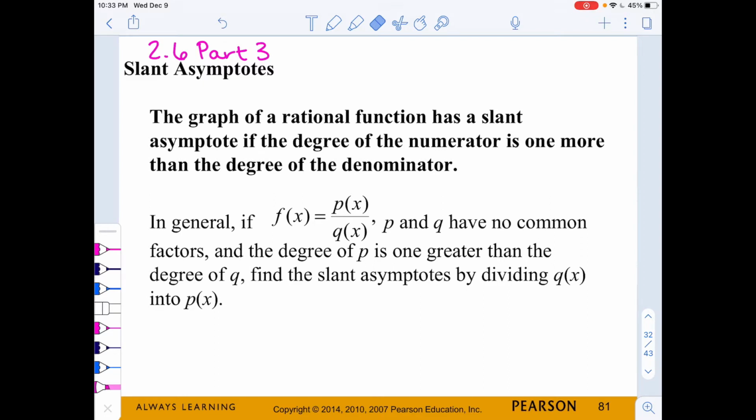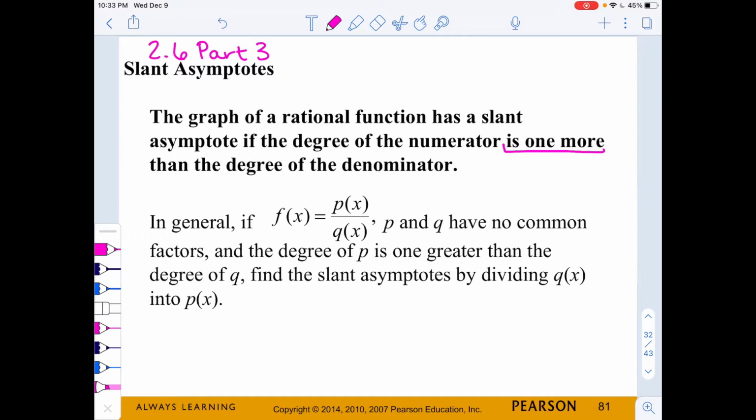So it tells us that the graph of a rational function has a slant asymptote if the degree of the numerator is 1 more than the degree of the denominator. So it has to be exactly 1 more than. So the top is 1 greater than the bottom.